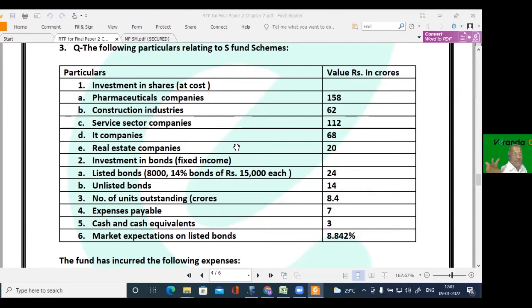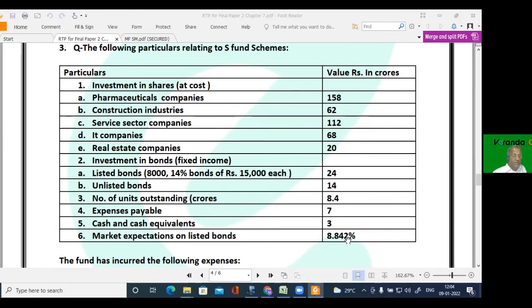Normally a chartered accountant, when provided with the information, will cross verify. So it's not working. If you take this, it comes to 12 crores, but it is given as 24 crores. Let us just ignore it for the time being. Unlisted bond 14%. Then number of units 8.4, in crores. Then expenses payable, that is to be deducted from the total value. Cash and cash equivalent should be added.